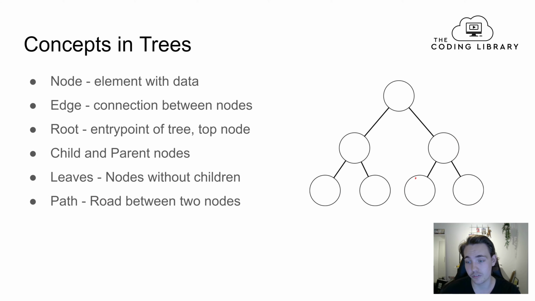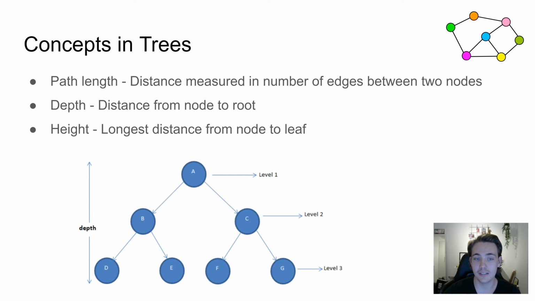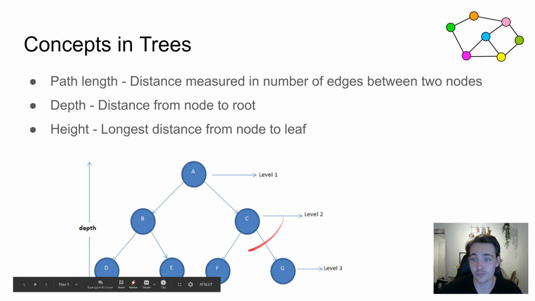So let's say, for example, we want to find the path from this node to this node. Then we can have a path going from this node to this node, and then down here in the left subtree, to get the path between two nodes. And we also have a path length, which is the distance measured in number of edges between the two nodes. For example, we can measure the path length, which will be this edge here plus this edge here plus this edge here. If we want to go from node C here to node D, we can go along this path and then calculate the path length.